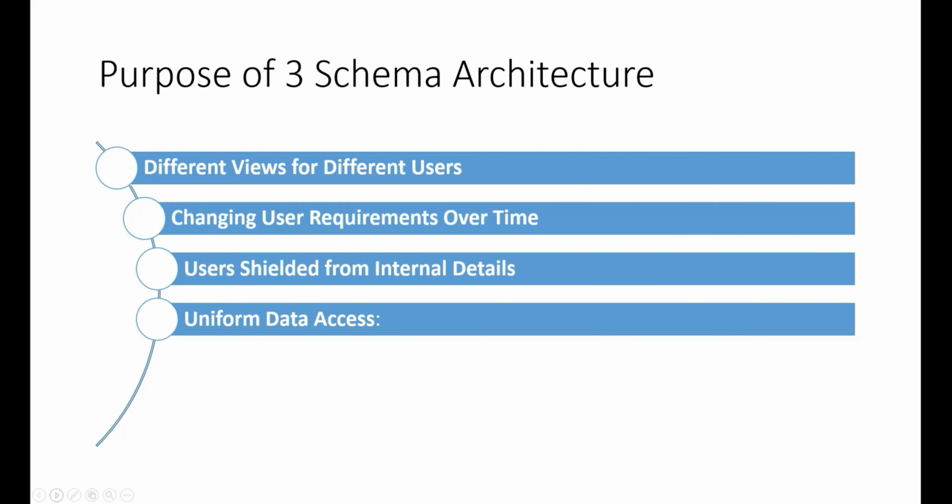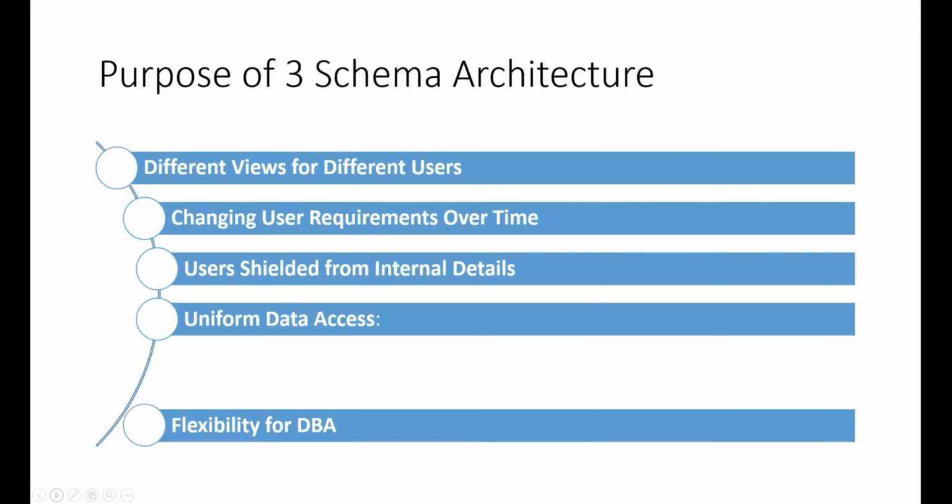And uniform data access. Uniform data access is regardless of the specific needs of the individual user, so they should all have access to the same underlying data. This is facilitated by the DBMS, which provides various mechanisms for data retrieval and manipulation. Even though we give different perspectives to different customers, the underlying data never changes. It always remains the same, and it is completely encapsulated or abstracted from the end user.